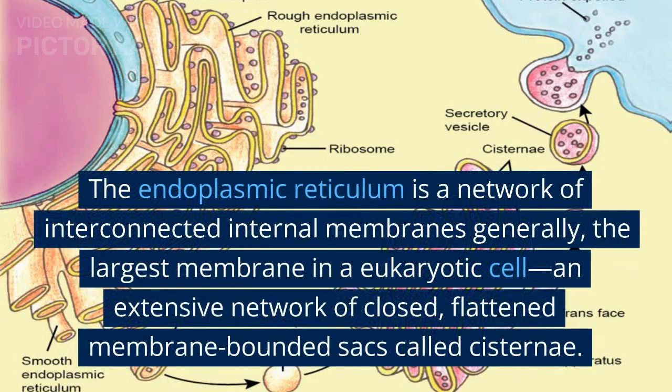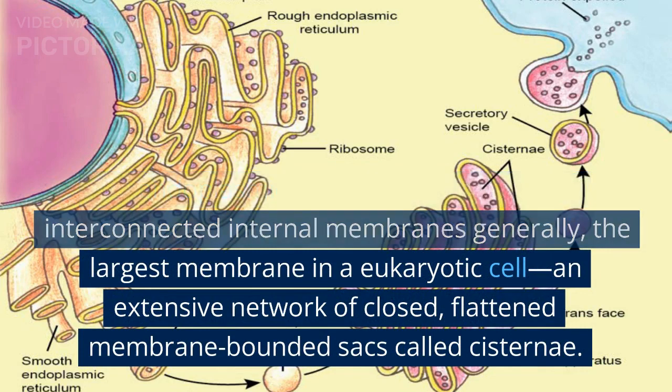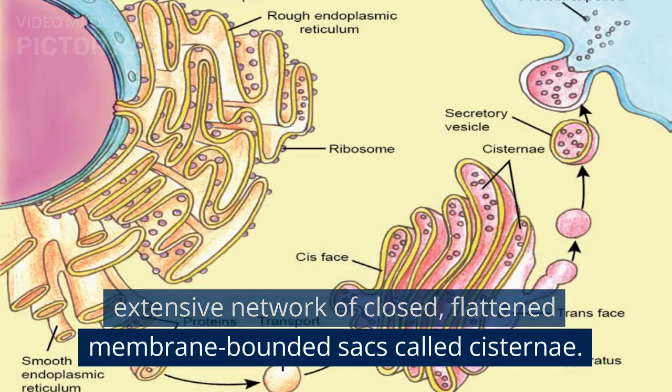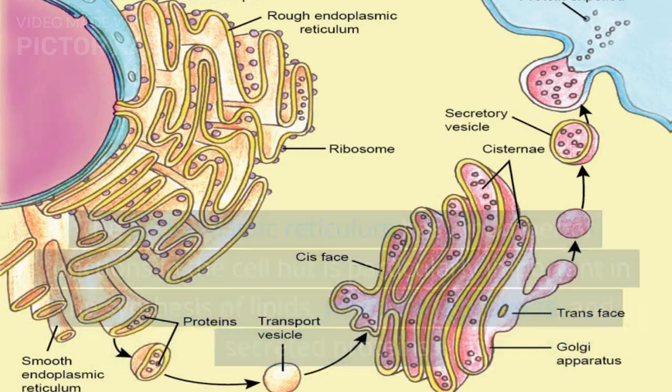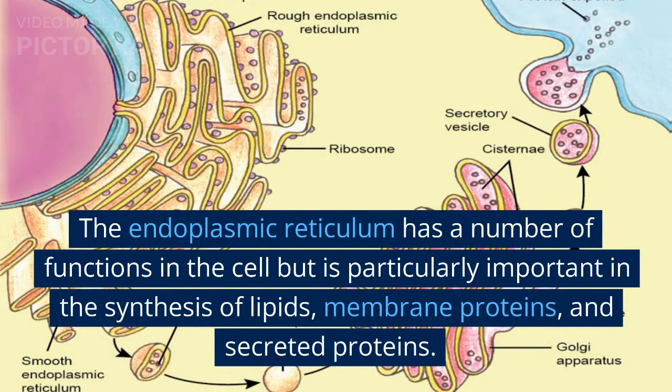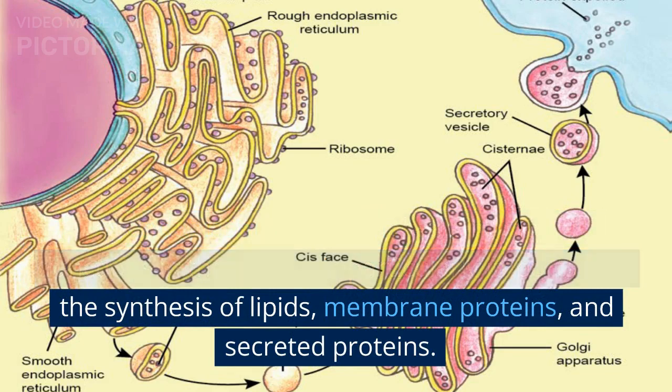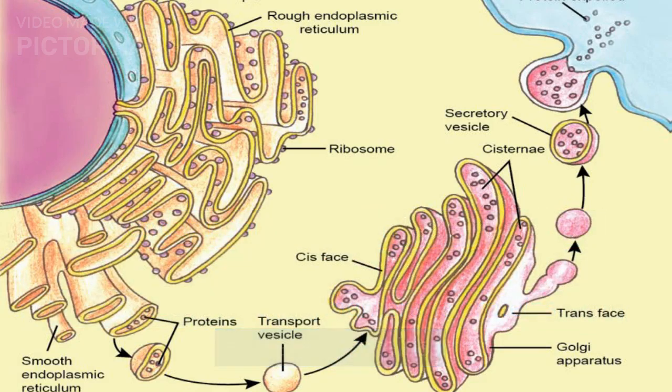The endoplasmic reticulum is a network of interconnected internal membranes, generally the largest membrane in a eukaryotic cell, an extensive network of closed, flattened membrane-bounded sacs called cisternae. The endoplasmic reticulum has a number of functions in the cell but is particularly important in the synthesis of lipids, membrane proteins, and secreted proteins.